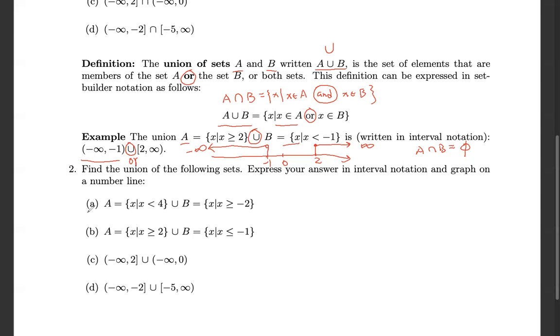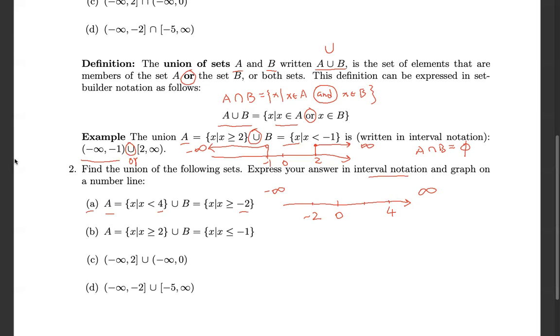Okay, let's see this practice. So for A, of course, we want to use interval notation and graph on the number line. So let's graph A. Always remember positive infinity on the right-hand side, negative infinity on the left-hand side, and 0 sits in the middle. So we need 4 and -2. So graph 4, graph -2.